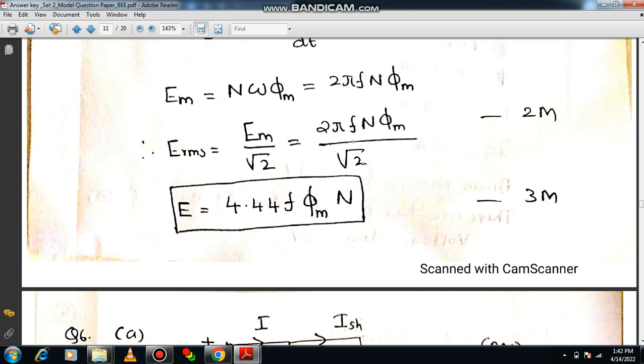That's also possible because flux density is equal to phi m divided by A. Therefore, phi m is equal to flux density into A. That is also possible. Then you have to write E1 and E2 values ultimately. So this is a simple question. Please practice it many times. Definitely you can follow up.